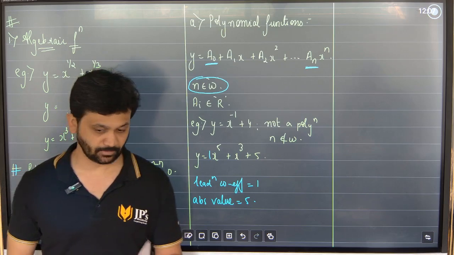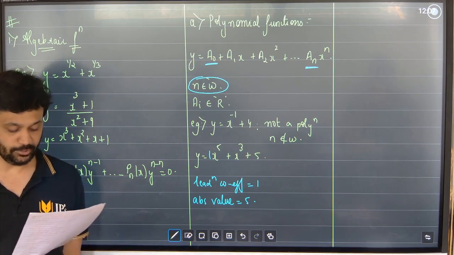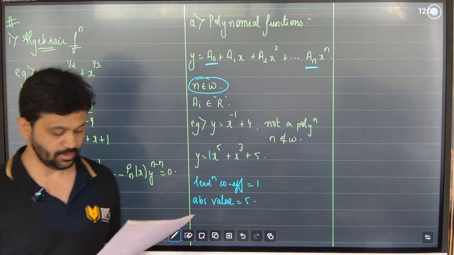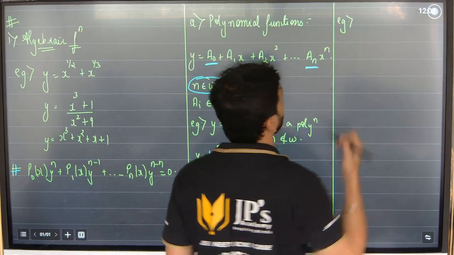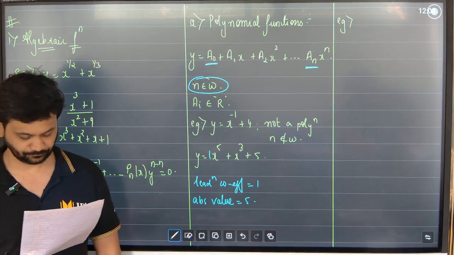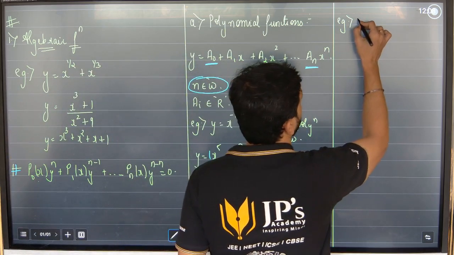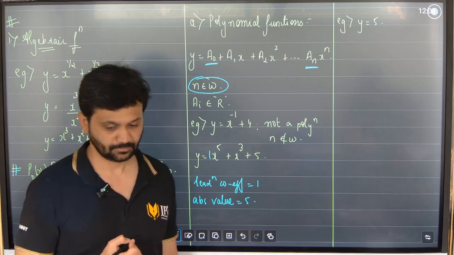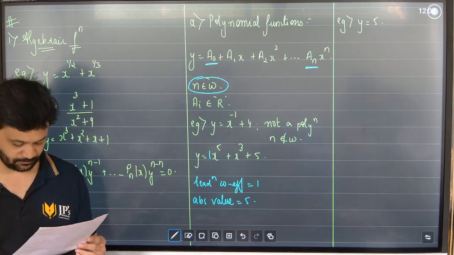Next point. A polynomial of degree 0 is called a constant polynomial. Example, y is equal to 5.